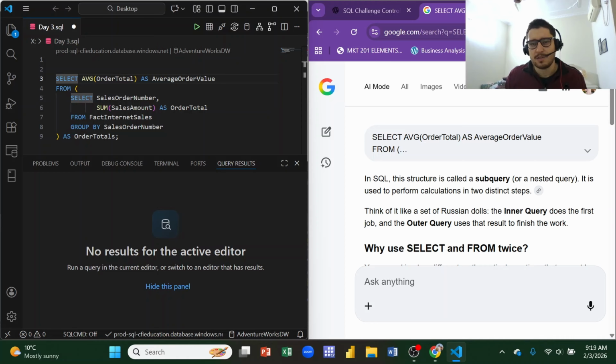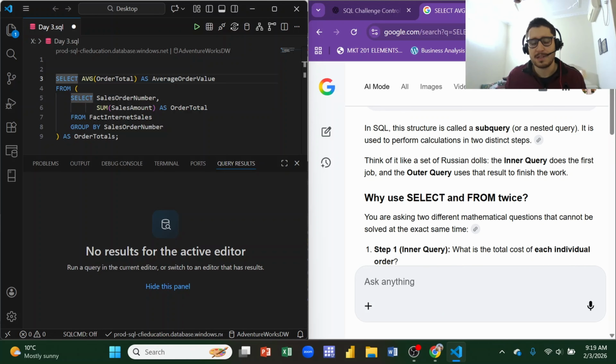It says that in SQL, this structure is called a subquery or nested query. It is used to perform calculations in two distinct steps. So whenever you have two different steps to solve a single problem, that is when you use a nested query. It gives an example, and I don't know what a Russian doll is, but still, think of it like a set of Russian dolls. The inner query does the first job.